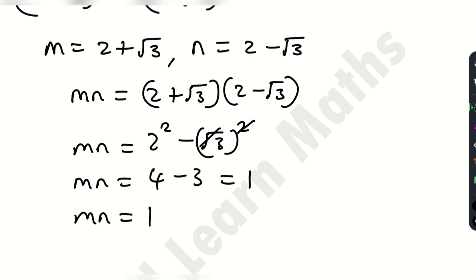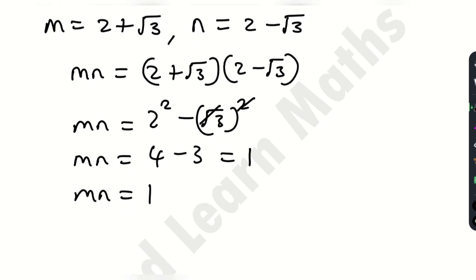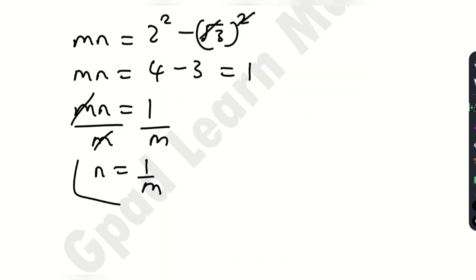How about we express n in terms of m? So I can say, if you divide both sides by m, all right, because m will cancel m, you have n is equal to 1 over m. So let's keep this aside first. It's going to be useful.